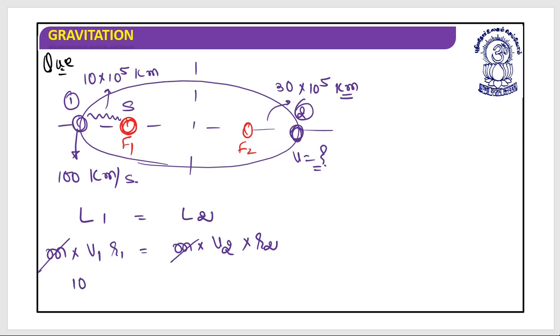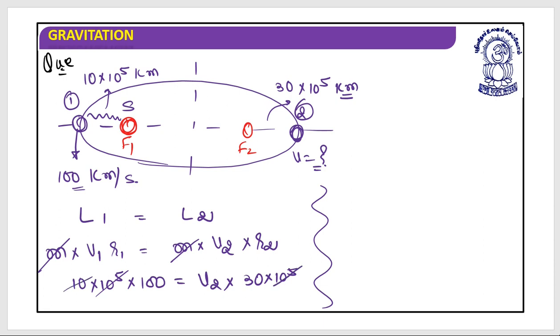This r1 is 10 into 10 to the power 5 multiplied by the velocity v1, 100 kilometer per second. That is equal to v2, which we don't know, times r2, which is 30 into 10 to the power 5. If I solve this, the 10 to the power 5 cancels. 10 times 100 over 30, so v2 would be 100 by 3 kilometer per second.